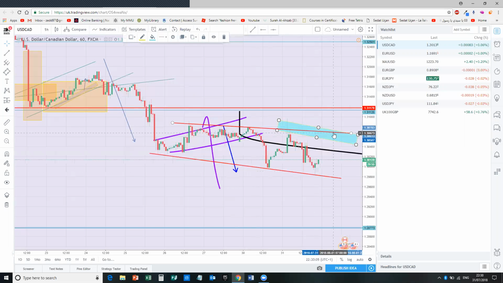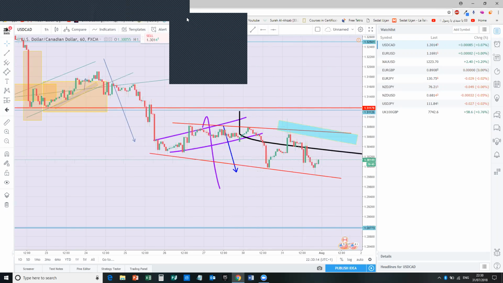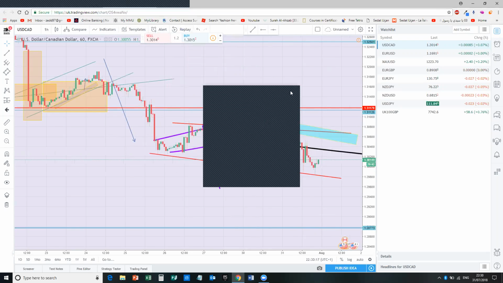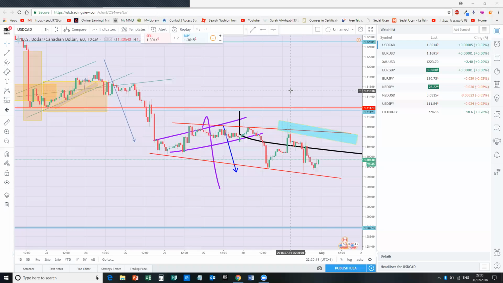So I would take my profit if you did catch it at the top, a few hours ago, even a day or two ago. So I would take my profit. So again, let's wait for a new zone where we can look for a sell. Okay, awesome. That's what I'm thinking about USD CAD.